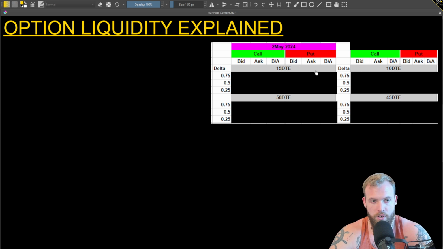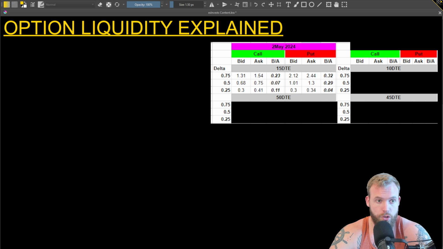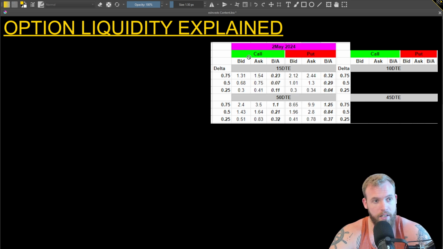I looked at two different time frames, the 15 and 50 DTE on 2nd May, and I looked at the same expirations. So then they became 10 DTE and 45 DTE, which, as you know, these are getting closer to expiration, so these should actually be more liquid. So let's see what this looked like. I'm comparing the call and the put side, the bid-ask spread, and then I'm looking at a delta here. I try to normalize closest. So most of these are not perfectly a 75 or a 50 delta, but they're definitely less than 0.05 off. So it's the closest I can find to these.